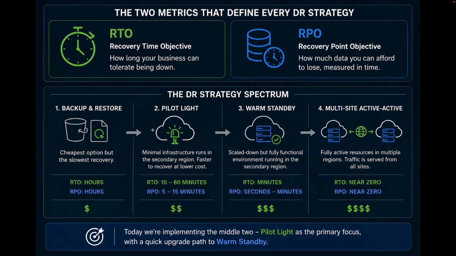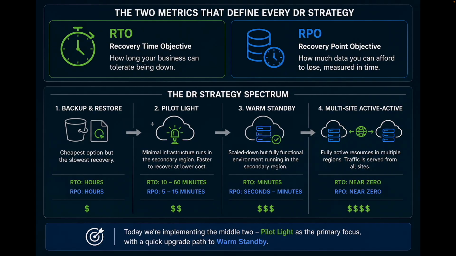Before we touch the console, we need to understand the 2 metrics that define every disaster recovery strategy, which are RTO, recovery time objective, which is how long your business can tolerate being down, and then RPO, recovery point objective, which is how much data you can afford to lose. This is measured in time.